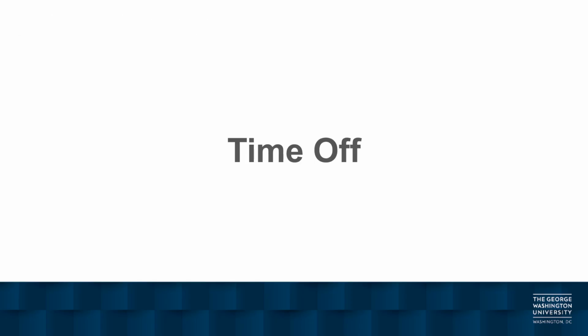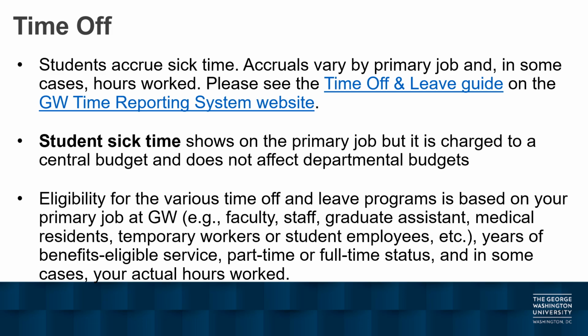Time off. Students accrue sick time. Accruals vary by primary job and, in some cases, hours worked. Please see the Time Off and Leave Guide on the GWU Time Reporting System website. Student sick time shows on the primary job, but it is charged to a central budget and does not affect departmental budgets. Eligibility for the various time off and leave programs is based on your primary job at GW.